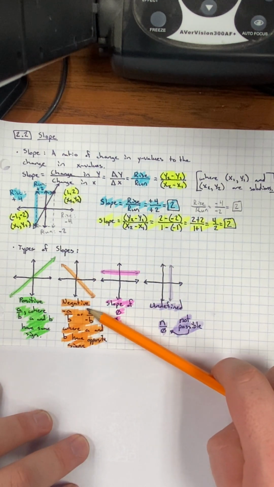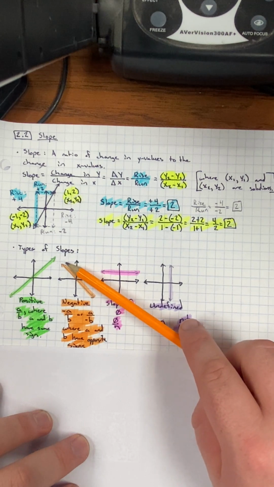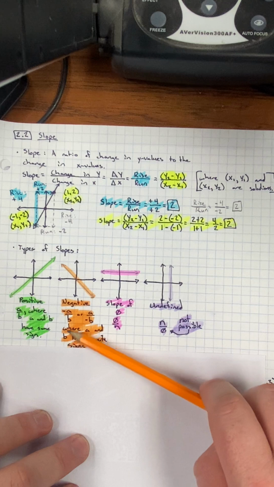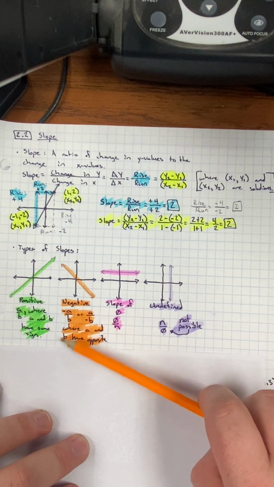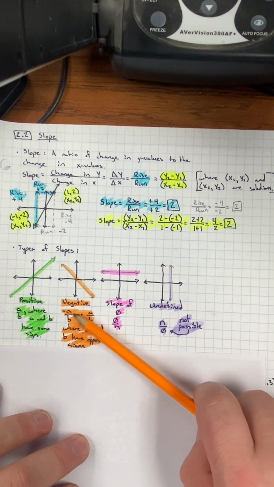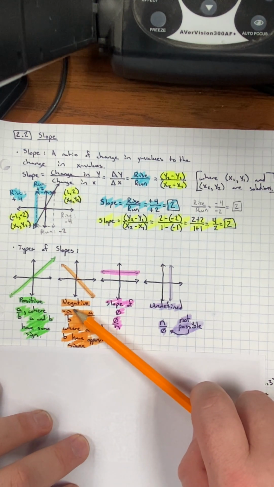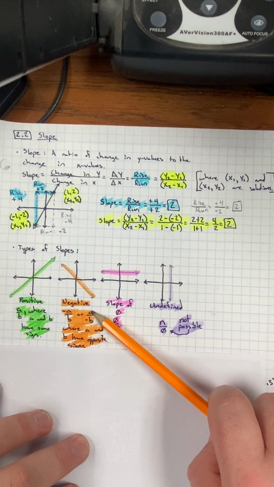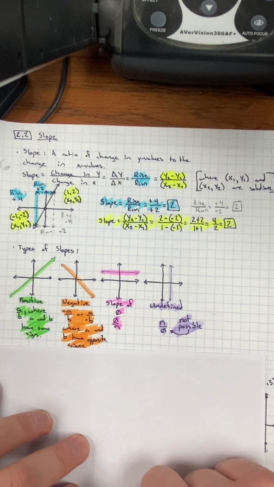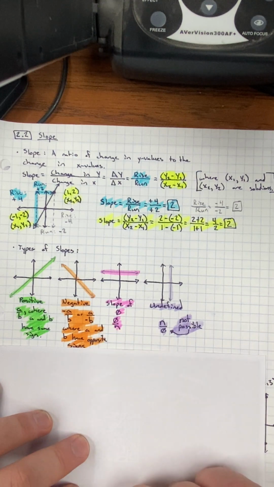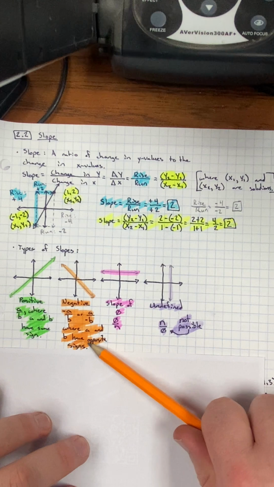Now, the time that you get a negative slope is if, reading from left to right, the graph is going down, right? And that happens when one of your values is negative and the other one is positive. So notice here, you could either have the top number be negative and the bottom number be positive, or the top number be positive and the bottom number be negative, right? As long as they have opposite signs, okay?